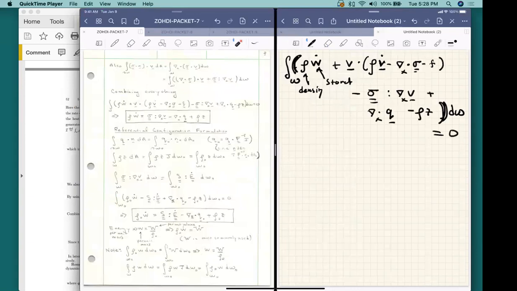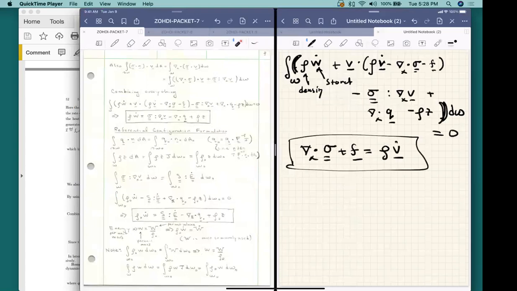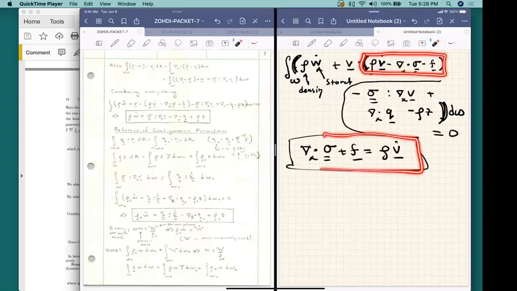Now, this integral at first looks highly intimidating, but it has a couple of nice features. Number one, last week we derived the following equation: divergence of sigma plus F equals rho v dot. That's the balance of linear momentum. That helps us because it actually appears here in disguise in between these parentheses. So if we compare this to that, it turns out that this is equal to 0. Therefore, this entire term drops out and we're left with this extreme simplification.